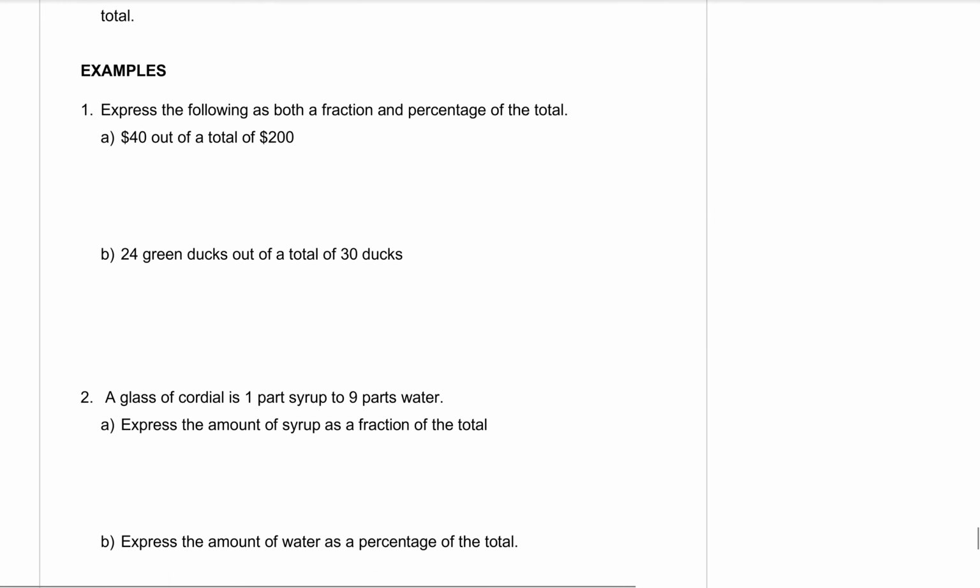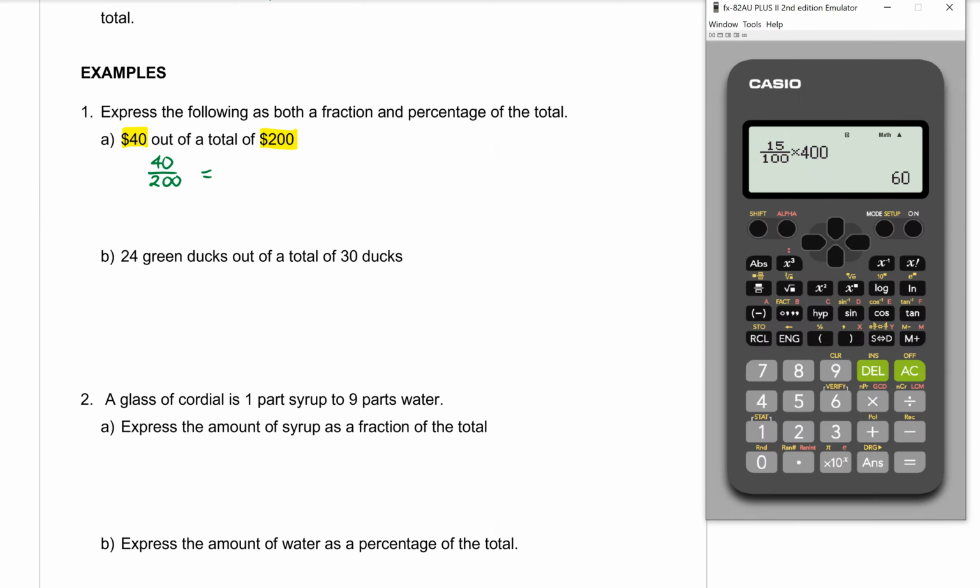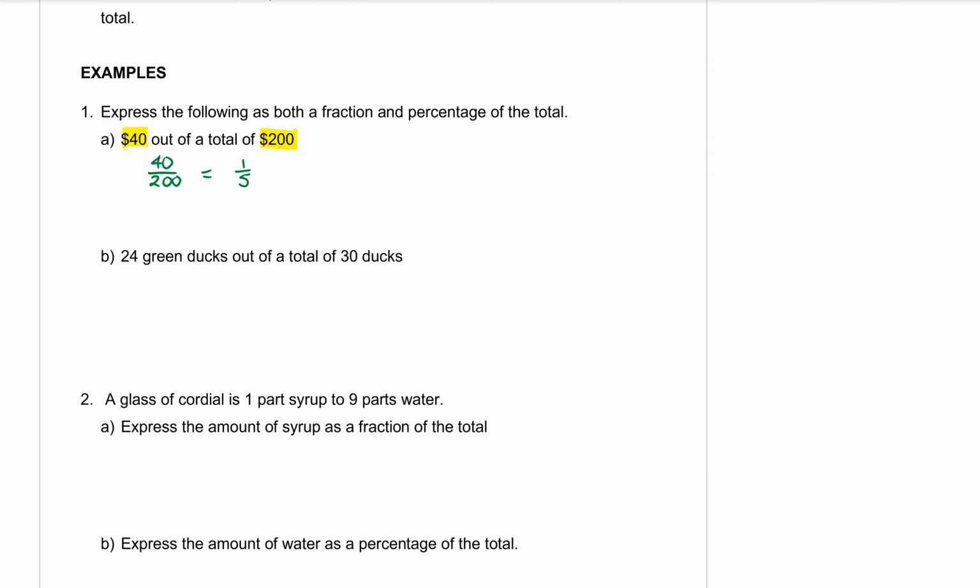It says, express the following as both a fraction and a percentage of the total. So it says I have $40 out of a total of $200. To write that as a fraction, you literally just go 40 out of 200. But we always like to simplify, so we grab our calculator and we go 40 on the top, 200 on the bottom, press equals, and that simplifies to be 1/5.